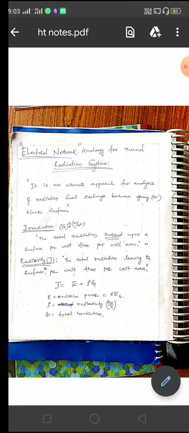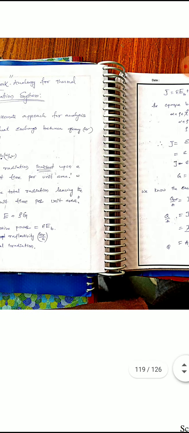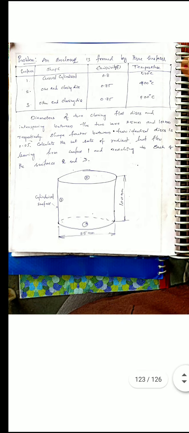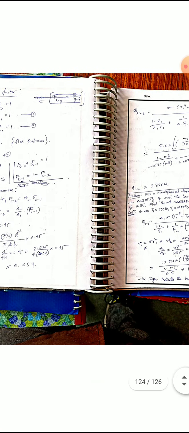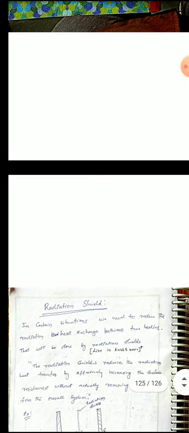And this electrical analogy we will see in the next video. These are very simple topics, just go through this. Radiosity, you have the terminology, and we are almost at the end of our radiation. Just go through the problems, one or two or three problems. When you solve, you will understand what radiation is. Unless you solve the problems, you won't understand the concepts.